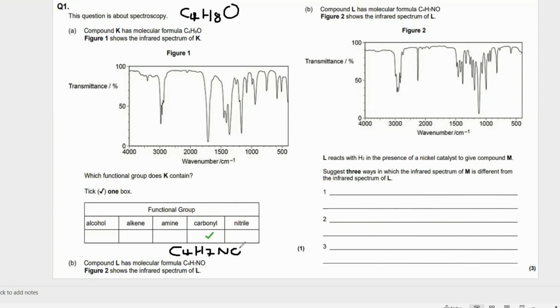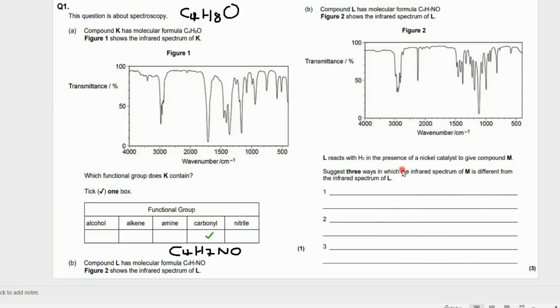So we're looking at compound L, which has a molecular formula of C4H7NO. Figure 2 shows the infrared spectrum of L. I've got the repeat of the question stem here, and we've got figure 2, which shows the transmittance and the wave number again. We've got the infrared spectrum up there. L reacts in the presence of a nickel catalyst to give compound M. Suggest three ways in which the infrared spectrum of M is different from the infrared spectrum of L.